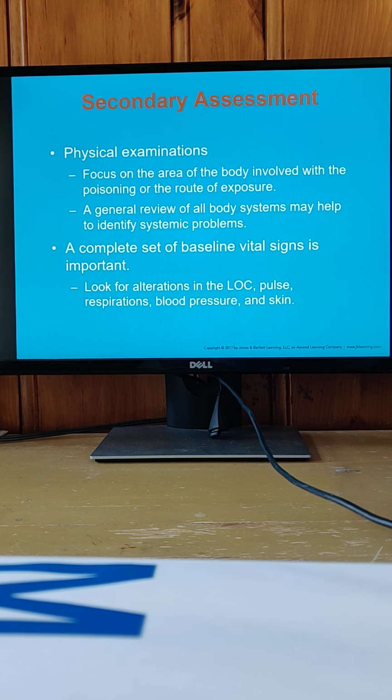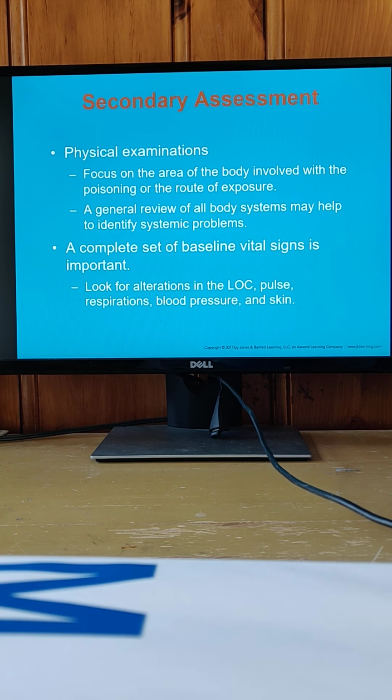Okay? Get a complete set of baseline vital signs: blood pressure, pulse, respiration, BGL, equal bilateral chest movement when they're breathing. Do a neural check. Okay? Neural check FAST: face, arm, speech, and time. It's not only good for determining whether you have a stroke, but it can also help in determining if there's any systemic problems and what else is being affected.